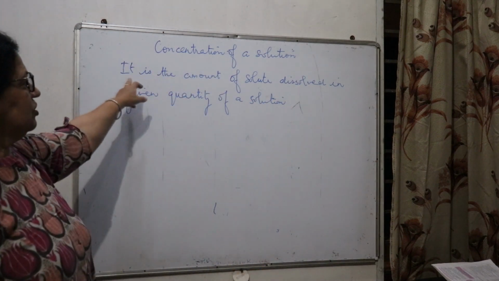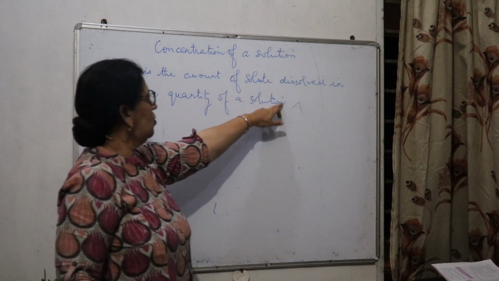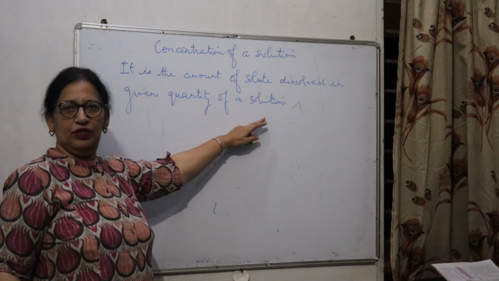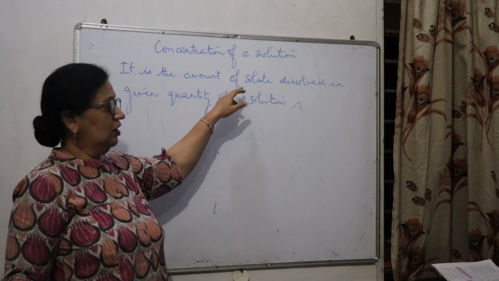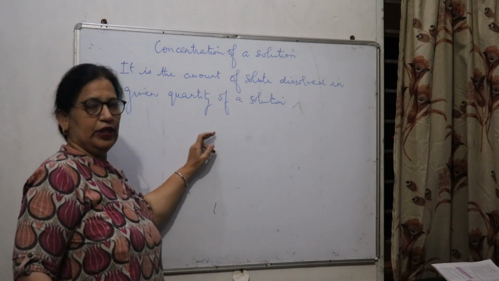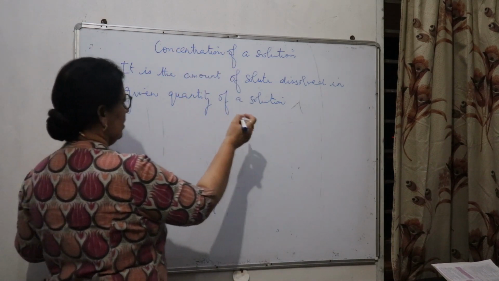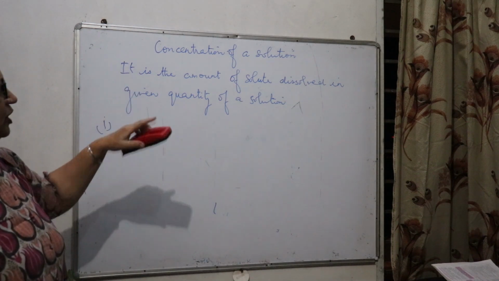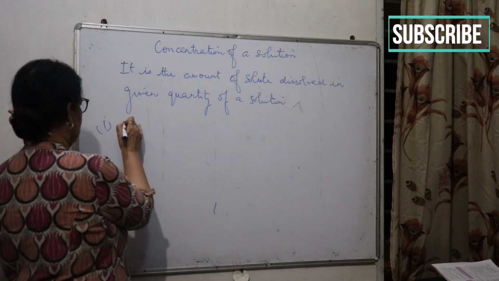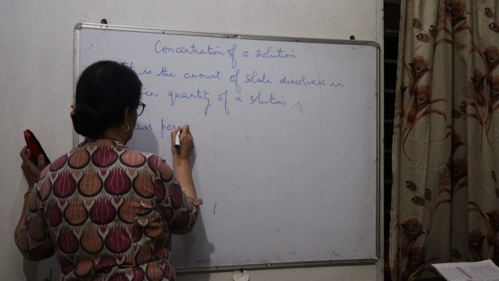So what is concentration of a solution? That is the amount of solute dissolved in given quantity of a solution. Suppose we are having a solution and how much amount of solute is there in it, that is the concentration of a solution. This can be expressed in many ways. First method to express the concentration of a solution, that is mass percentage.